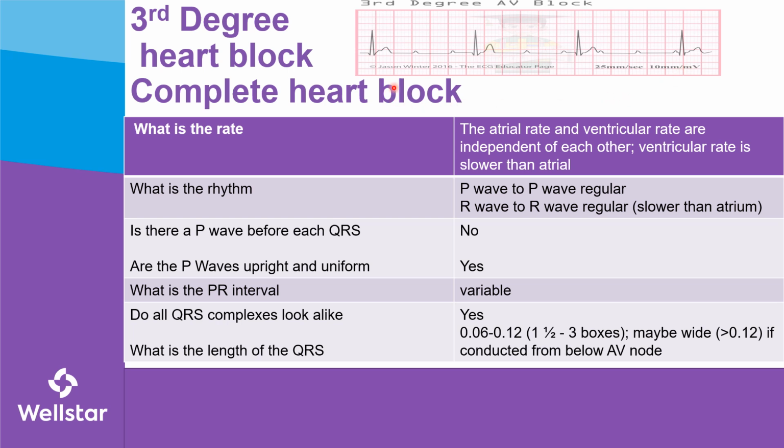The biggest issue is that they are not communicating with each other. So the P's are doing their thing, and the QRS complexes are doing their thing. Is there a P wave before each QRS? No. Are the P waves upright and uniform? Yes, they are. The PR interval is variable or really unmeasurable because we don't know which P wave belongs to which QRS. It's asynchronous. Do all QRS complexes look alike? Yes, they do. And when the QRS complexes are there, they are between 0.06 and 0.12 seconds. Again, they can be wide or greater than 0.12 if conducted from below the AV node.